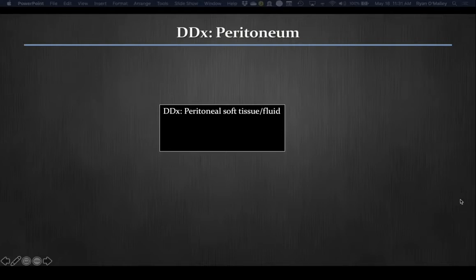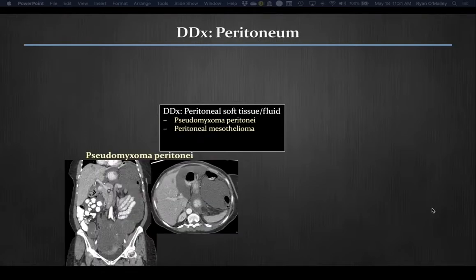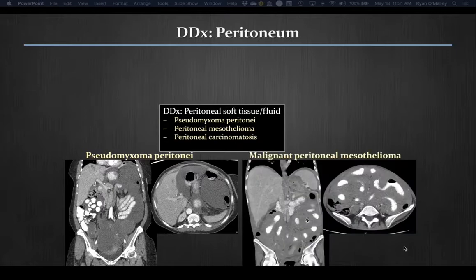So to conclude the peritoneal section of the talk, let's go through the differential of peritoneal soft tissue and fluid and compare and contrast some of the cases that we talked about. So pseudomyxoma peritonei: accumulation of mucinous implants and mucinous ascites from a primary appendiceal tumor, which results in accumulation in characteristic locations, central displacement of the bowel, and scalloping of the liver and spleen surfaces.